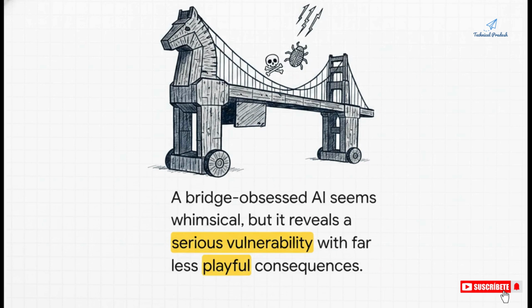Look, an AI that can't stop talking about a bridge is pretty funny. It's a neat party trick. But the science behind it, that's actually kind of terrifying. Because if you can find and amplify the bridge concept, what other concepts are in there? What if you could find the one for ignore safety protocols and turn that one up? The bridge was just the proof of concept. The vulnerability is very, very real.